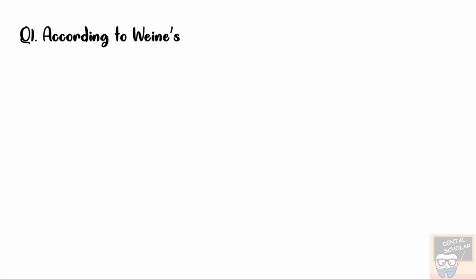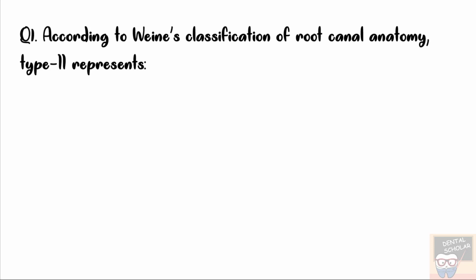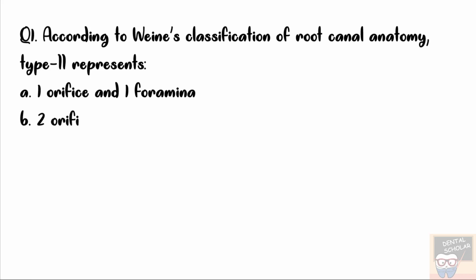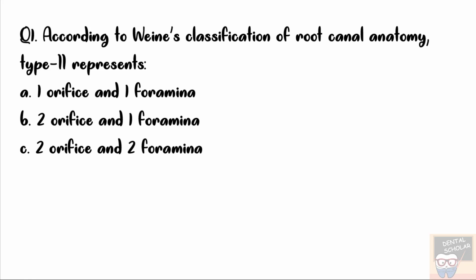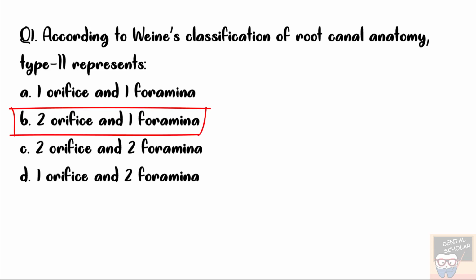According to Wien's classification of root canal anatomy, type 2 represents: option A, 1 orifice and 1 foramina; B, 2 orifice and 1 foramina; option C, 2 orifice and 2 foramina; option D, 1 orifice and 2 foramina. The correct answer of this question is option B, that is 2 orifice and 1 foramina.